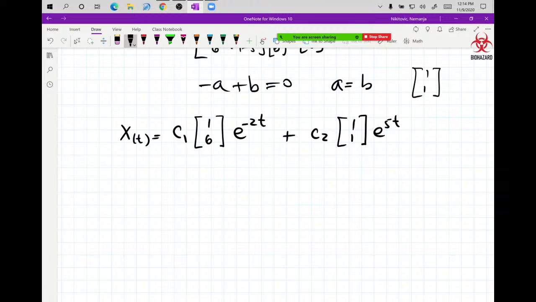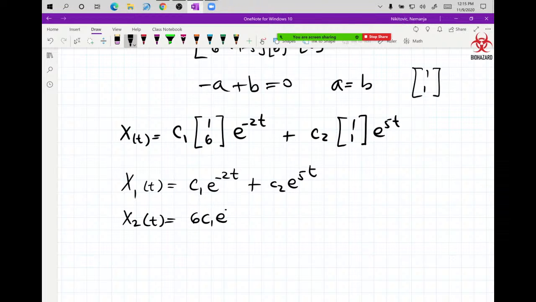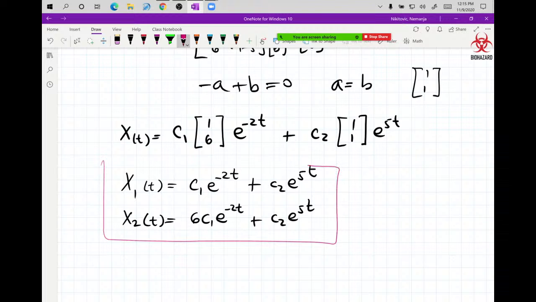Now, what are my, now they want x1 and x2 solutions. Well, again, you go upper branch, and then you go the lower branch. So x1 solution as a function of time is c1 e to the negative 2t plus c2 e to the 5t. And the x2 is -6c1 e to the negative 2t plus c2 e to the 5t. And this is our solution. So you would box this.